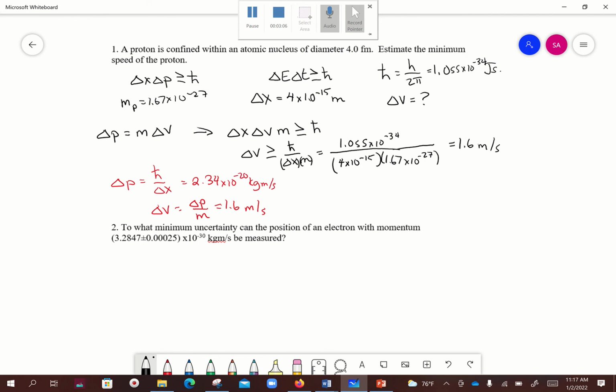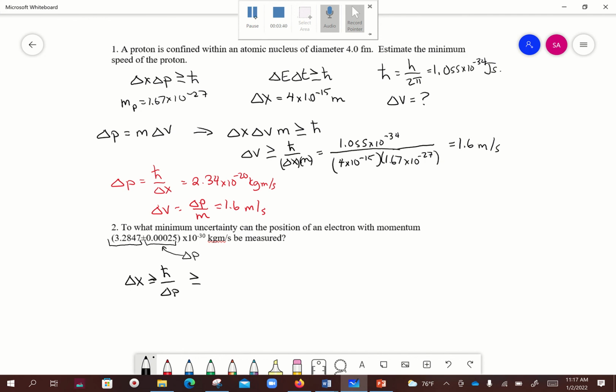Okay, let's do another one where we now know the uncertainty in the momentum, and we want to find the uncertainty in the position. So here I'm given the momentum is this 3.2847 plus or minus 0.0025 times 10 to the minus 30. So this plus or minus, that's my uncertainty. Okay, so I want to find delta x, which is going to be greater than or equal to h bar over delta p.